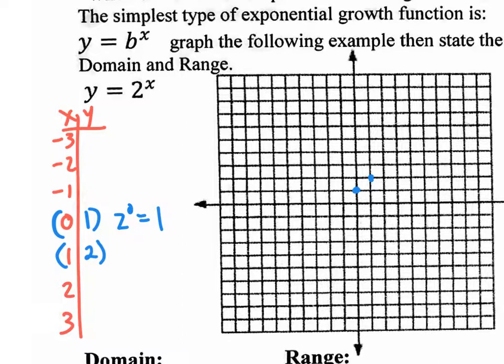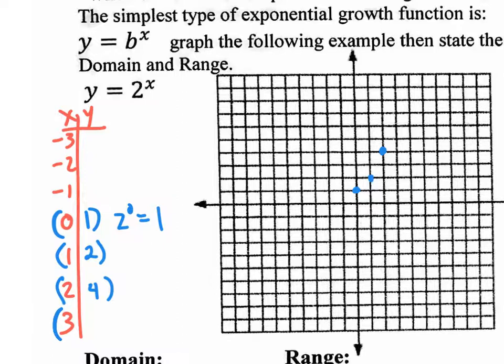And let's look at the next coordinate. If I were to plug in a 2, what do I get out? 4, right? If I go 2 squared, that's 4. So we plugged in a 2, we got out a 4. Let's graph that. 2 on the x, 4 on the y would be up here. Let's put a dot right there.